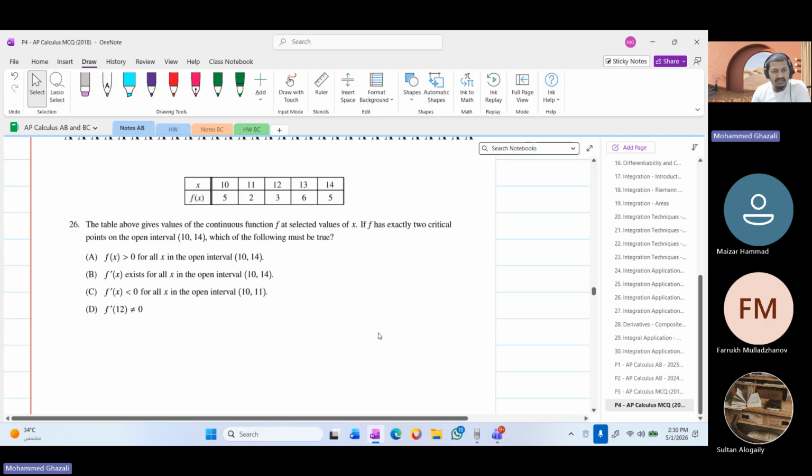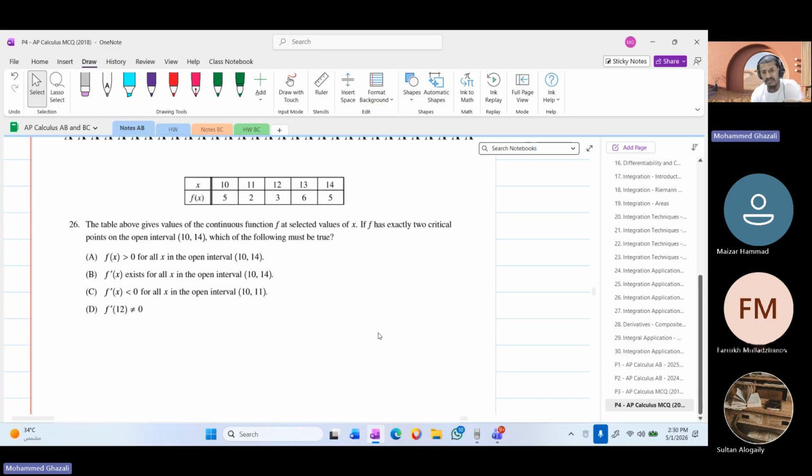The table above gives values of the continuous function f at selected values of x. So what did they tell us about the function? It is continuous. If the function is continuous, it does not mean that it is differentiable, because you can have corners and stuff. All right. So the table above gives values of the continuous function f at selected values of x.